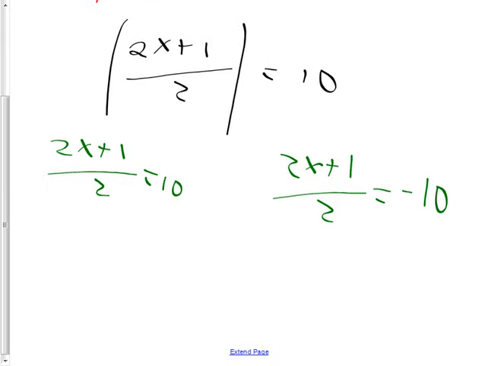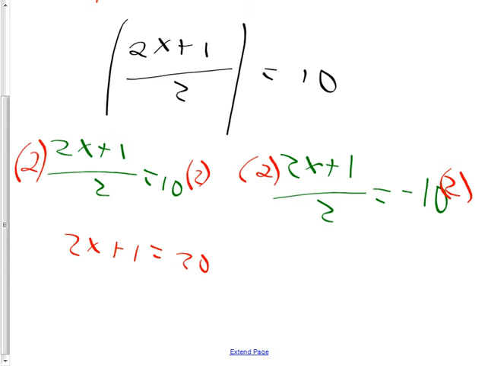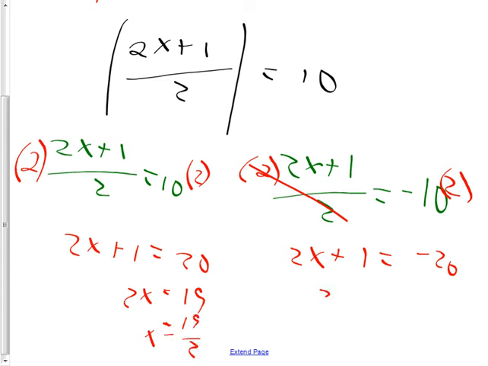Now I can multiply by 2 on both sides. Times 2 here, times a 2 here, times a 2 here, times a 2 there. 2x plus 1 equals 20. These cancel. 2x plus 1 equals negative 20. Okay, now I'm going to subtract 1. 2x equals 19. X equals 19 halves. This other one, subtract 1. 2x equals negative 21. Divide by 2. Negative 21 over 2. Okay, there's my 2 answers.